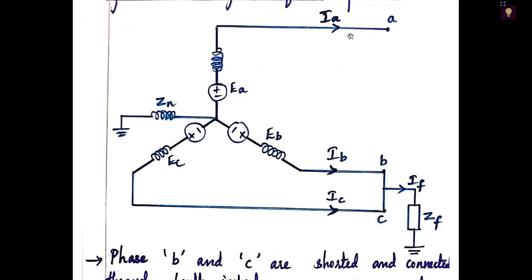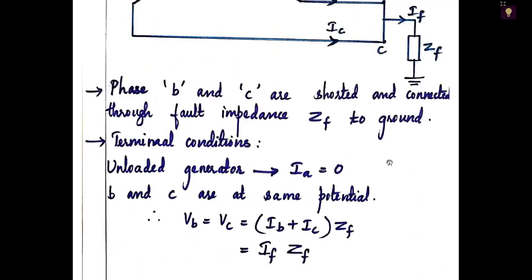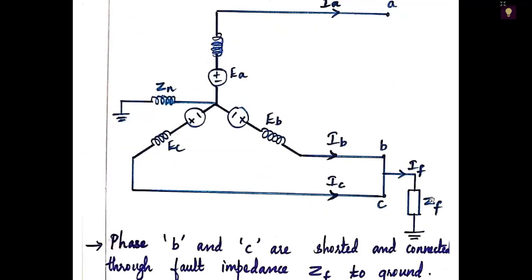Let A, B, C be the three terminals and let IA, IB, IC be the currents flowing through the three lines. So it is a double line to ground fault. We assume that the fault is between two lines B and C with respect to the ground. B and C terminals are shorted and connected to the ground through ZF. So in the fault current path, there exists a fault impedance ZF.